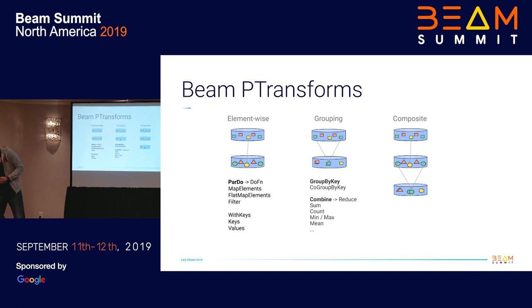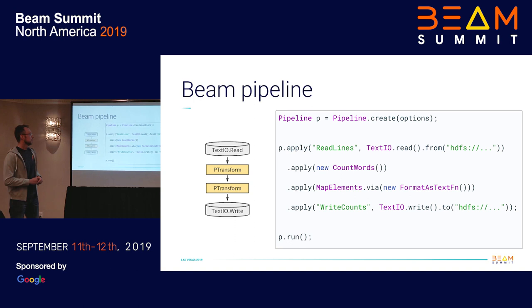Here is the classical example of word count in Beam. It consists of four different transforms. The second and the third ones are user transforms, which are responsible for counting words and preparing the format for output. But the first and the last ones are transforms responsible for reading and writing data using the text IO connector.